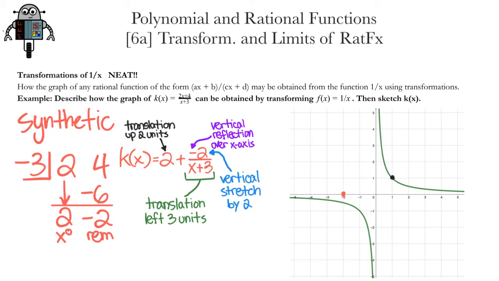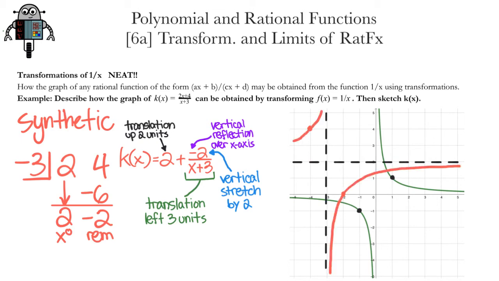We can do the same thing with the point negative 1, negative 1. Translate left 3 units, double the y value, multiply the y value by negative 1. Finally, translate up 2 units. There's a vertical asymptote at x equals negative 3 and a horizontal asymptote at y equals 2. The original function 1 over x had a horizontal asymptote at y equals 0, and this function is shifted up 2 units.